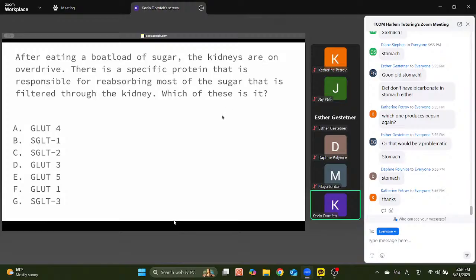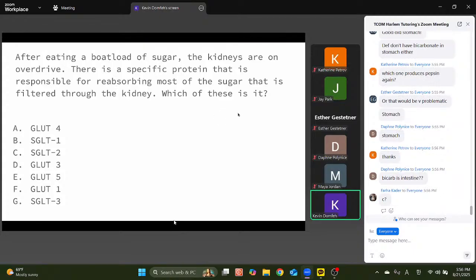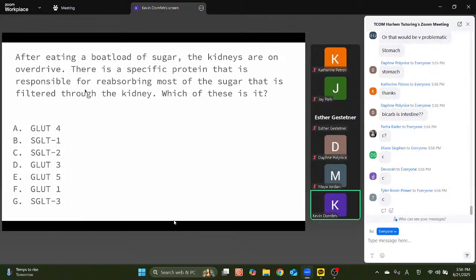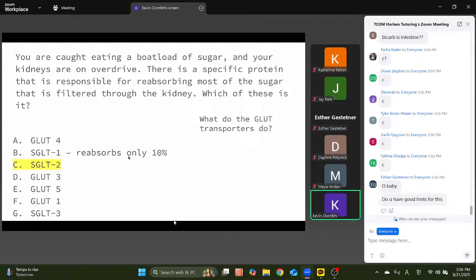Okay. So after eating a boatload of sugar, the kidneys are on overdrive. There's a sugar transporter that is responsible for reabsorbing most of the sugar that is filtered through the kidney. Which of these is it? Okay, a lot of people are saying C, right? Yep, it's definitely C.